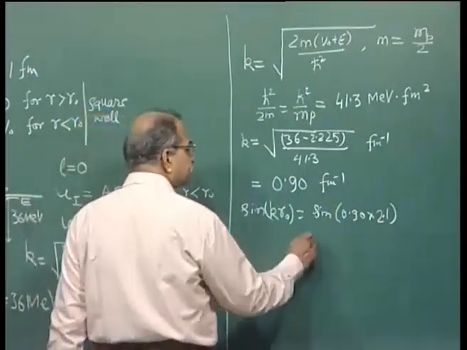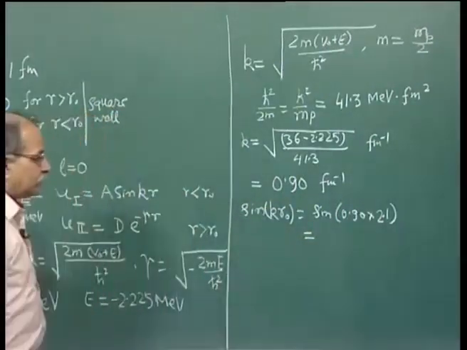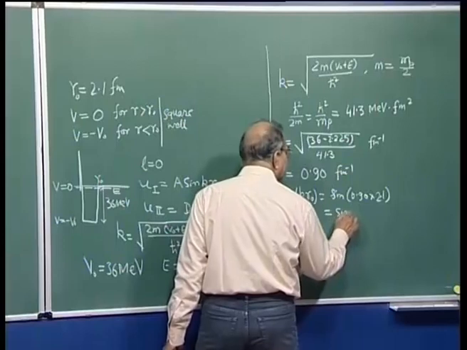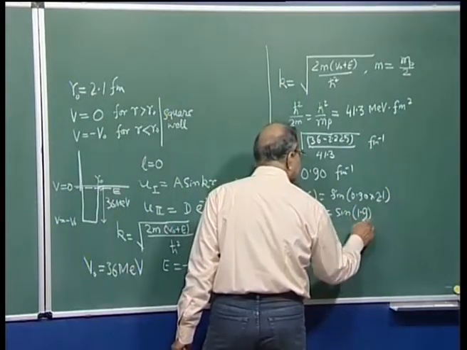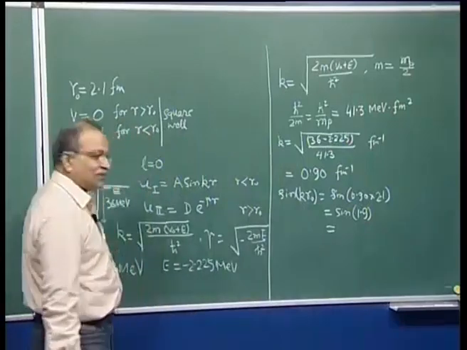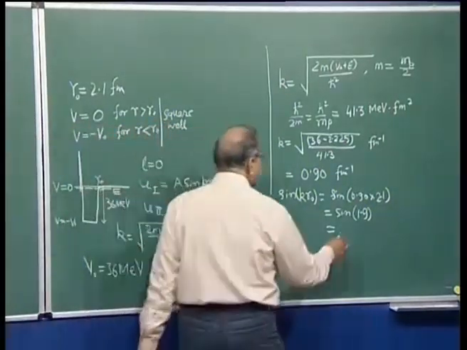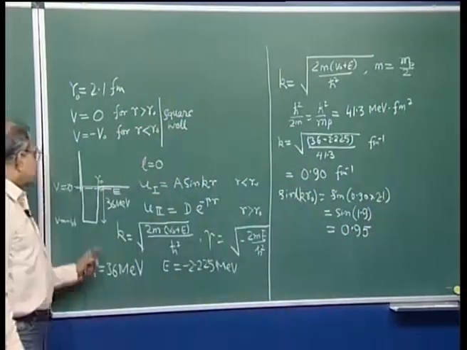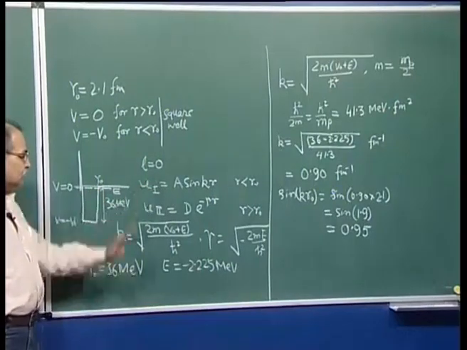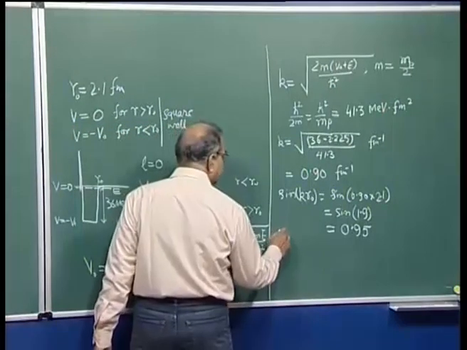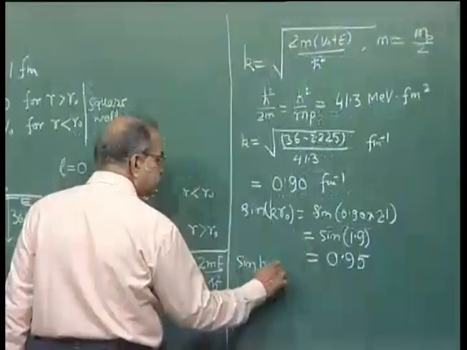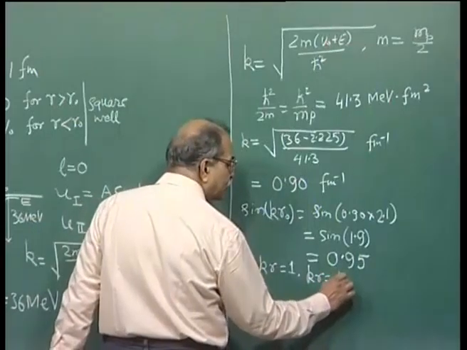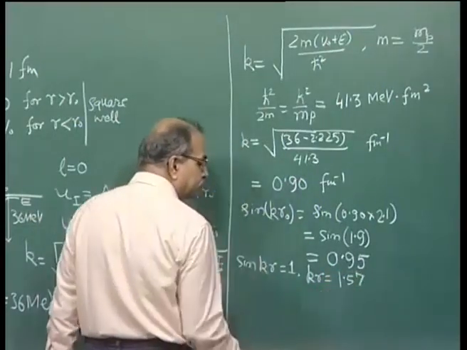How much is this? Sine of 1.9 radian, remember, not degree, it is not 1.9 degree. It is 0.946, 0.95. Okay. And where is the maximum of the sin Kr? The maximum of the sin Kr, sin Kr is 1 when Kr is how much? Pi by 2, that is 1.57.